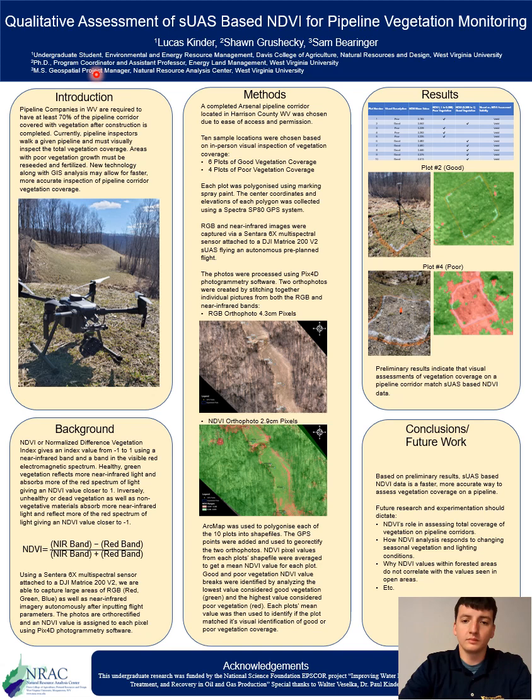Each plot's mean value was then used to identify if the plot matched its visual identification of good or poor vegetation coverage. As for the results, preliminary results indicate that visual assessments of vegetation coverage on a pipeline corridor match the UAS-based NDVI data. Here you can see in plot 2, a square of green grass, and it shows up green in the NDVI ortho photo. And plot 4 was poor, really muddy, rocky soil there, and it shows up red in the NDVI.